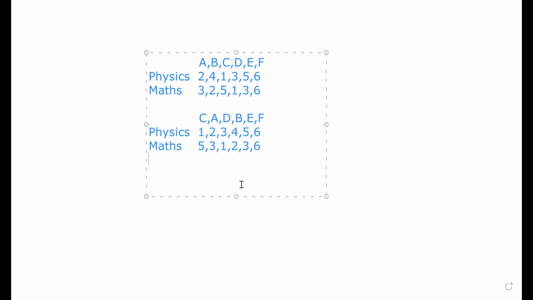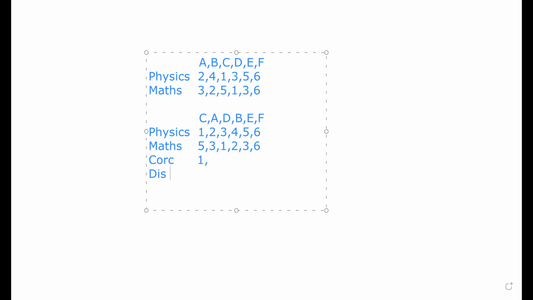Is it right? Anybody has any objections or doubts? No, it's the same. Okay, so now can we calculate concordant? How many for C? 1. So I'll put discordant as well. How many discordant? 4.